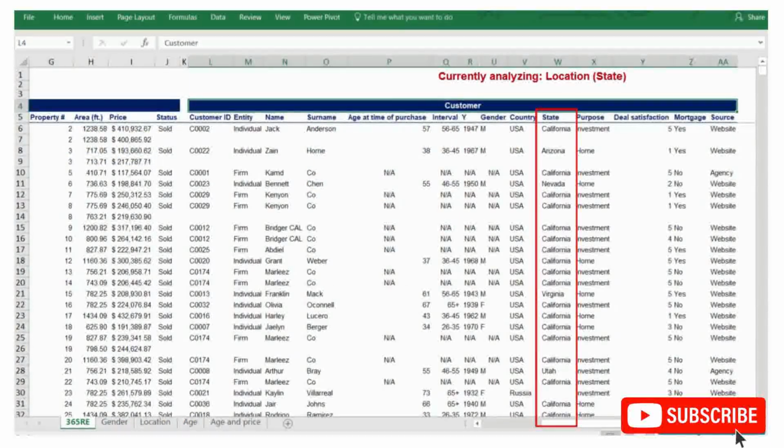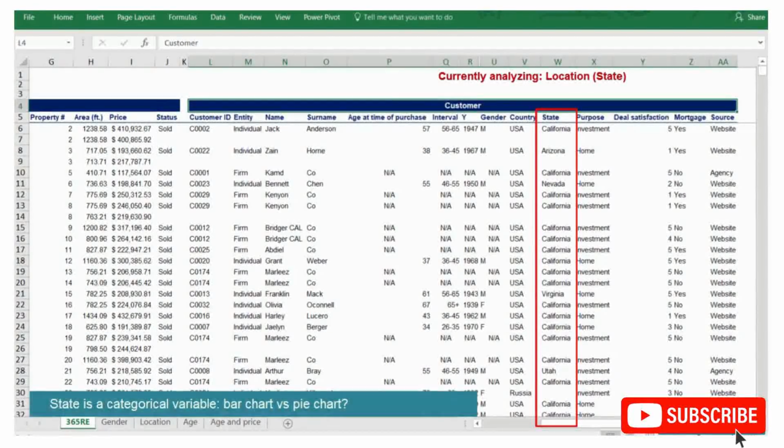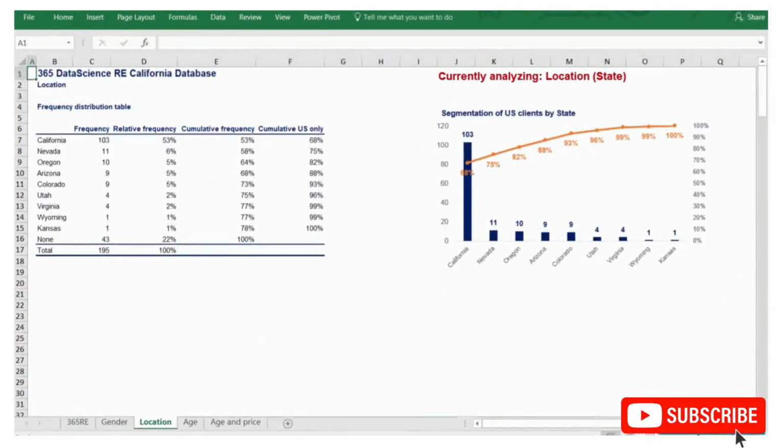What chart would be useful to show this? State is a categorical variable. We may use a bar chart or a pie chart. However, I prefer the Pareto diagram as it gives additional information. From the graph, you can immediately see most clients are from California. A possible scenario is to invest in marketing for the top 75% of the locations. This will mean we can focus on California and Nevada alone.